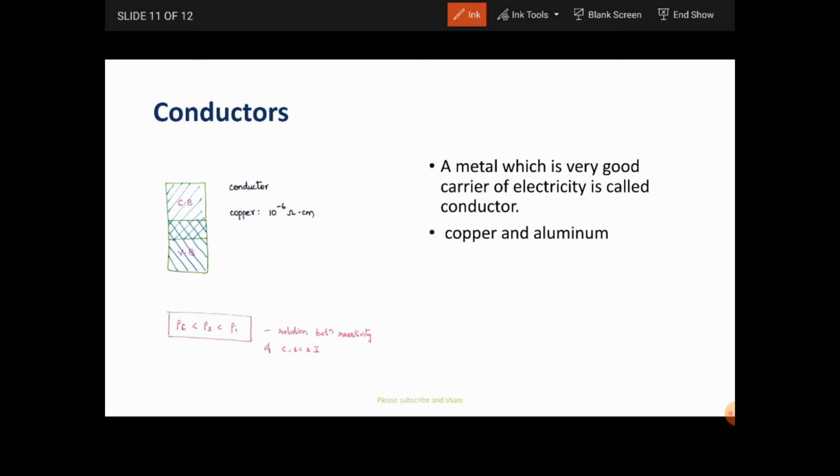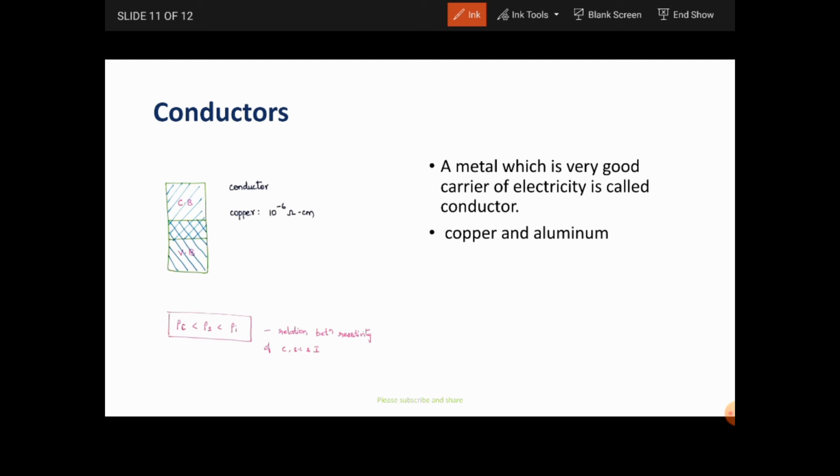Therefore, even at room temperature, a large number of electrons are available for conduction. So without any additional energy applied, metals, because of the large number of free electrons, will easily participate in the conduction.